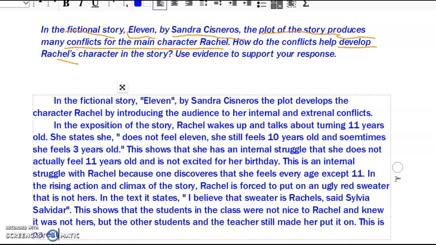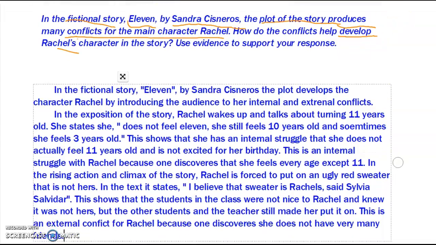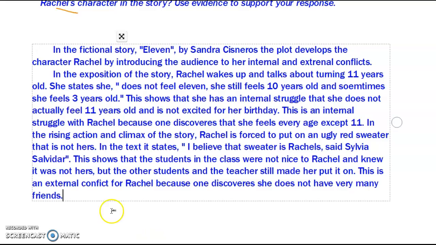This is an external conflict for Rachel because one discovers she does not have very many friends, right? So she's struggling. That's her external struggle. Let me move my box down. All right. So we're still not done. We did the rising action and climax, okay? But we still did not get to the falling action and the resolution. So we need to continue.